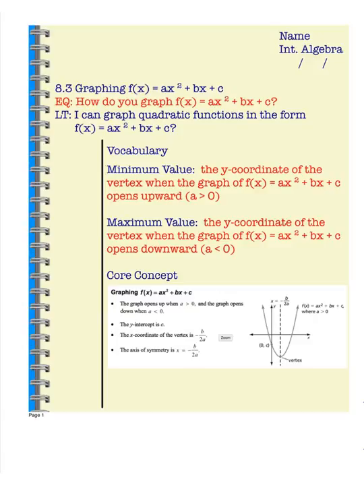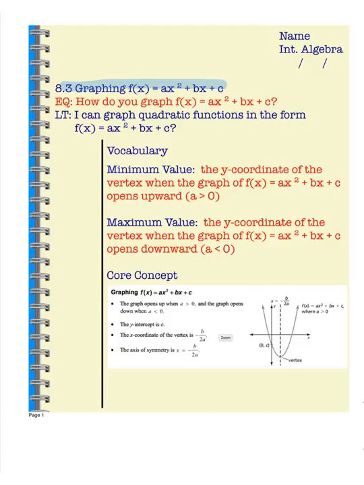This section of notes is on 8.3, graphing functions that are in the form ax squared plus bx plus c. These are full quadratic functions. This is also called standard form. So our learning target for today: I can graph quadratic functions in the form ax squared plus bx plus c. A, b, and c are all constants, or regular numbers.